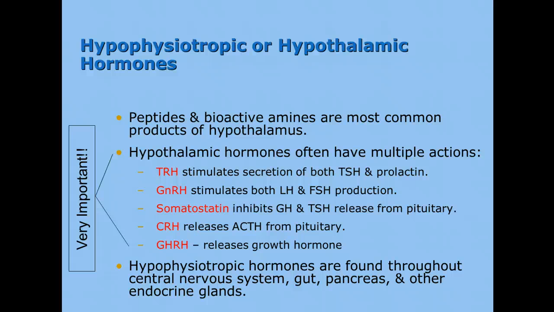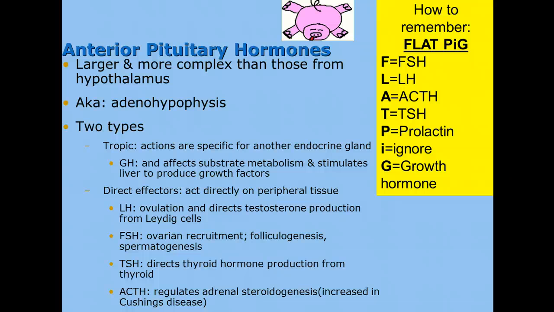As you can see, a lot of them have releasing hormone in them. If you hear releasing hormone, think hypothalamus. And a lot of those hypophysiotropic hormones are found throughout the central nervous system, gut, pancreas, and other endocrine glands. So we find them all over the place. Moving on from the hypothalamus, the next step that we talked about was the pituitary. There are two parts of the pituitary, the anterior pituitary and the posterior pituitary.